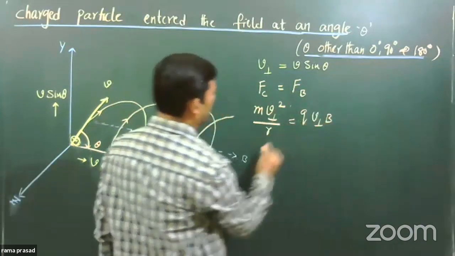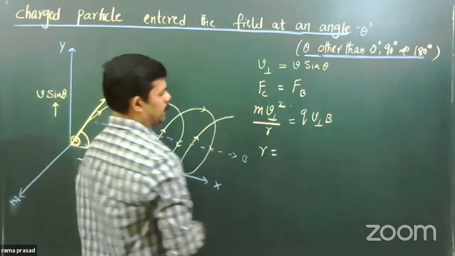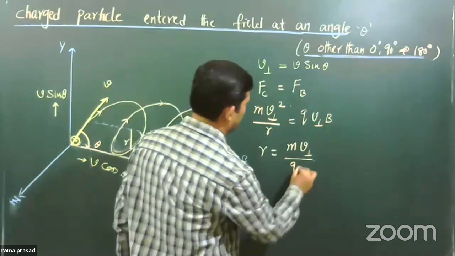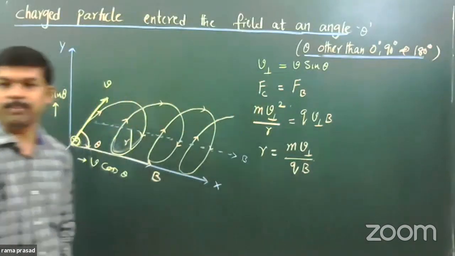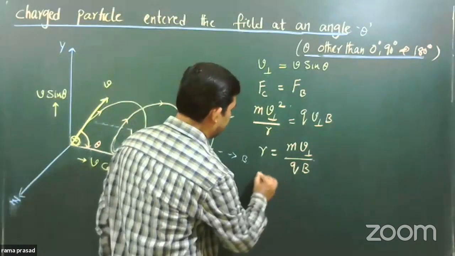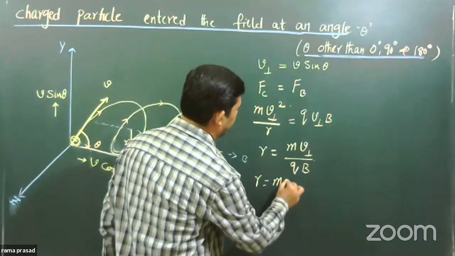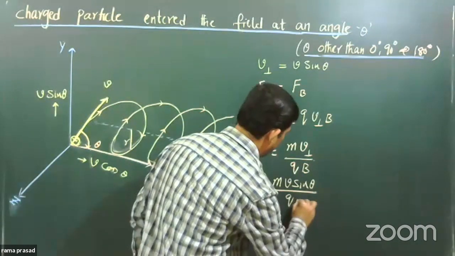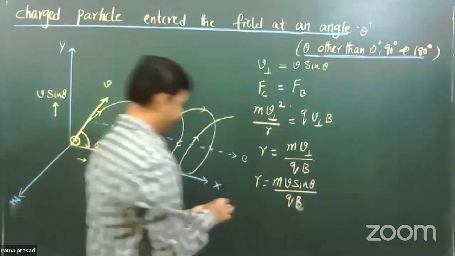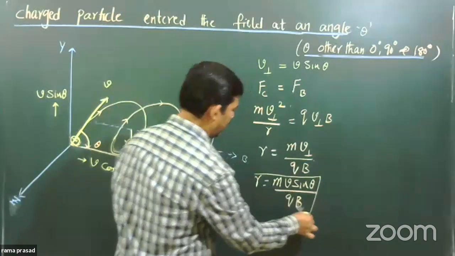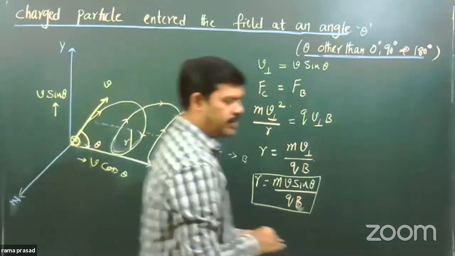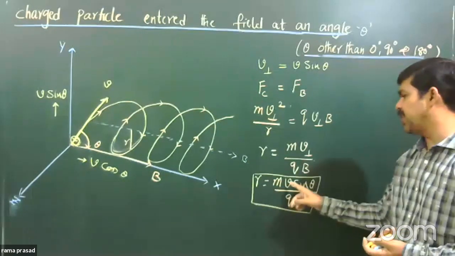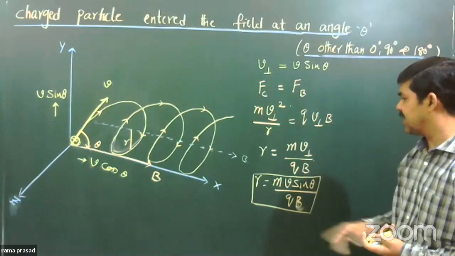See, one v component cancels on both sides. r is equal to m v perpendicular by qB. See here, r is equal to m v sin theta by qB. This is r. Observe the difference. When it enters perpendicularly with the velocity v, yesterday we got here v. Here now the perpendicular component is v sin theta. So here I got v sin theta, that's all.